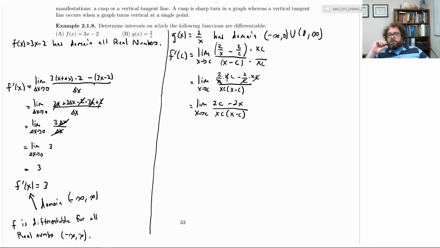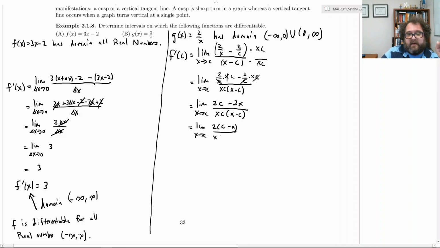Now, at this point, you may be thinking to yourself, I don't really see where to go next. I could factor a 2 out, and we'll see what happens. If I factor a 2 out, I'm kind of stuck at first. Limit as x approaches c, I'm going to have c minus x over xc times x minus c. And you think to yourself, I'm looking for a cancellation here. It's that factor of x minus c on the bottom that's causing problems, because I can't plug in c, since I get c minus c is 0.